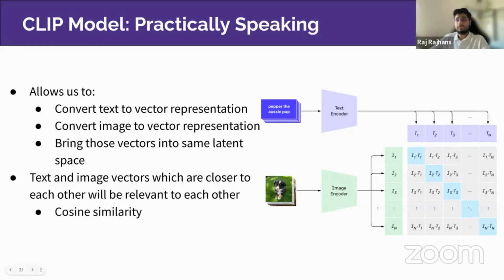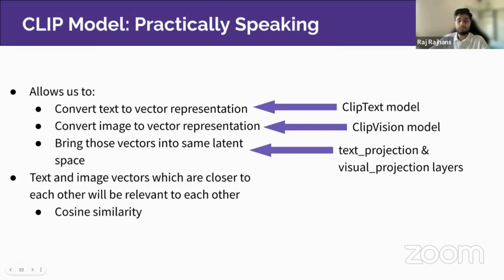Practically speaking, the CLIP model allows us to convert a given text into its vector representation. A vector is basically a list of floats. You can think of it as a single row tensor of size n, the Nx tensor that we just saw. Similarly, you can also convert an image into its vector representation. CLIP has a component of the model called CLIP text, which helps us get the text vector, and another component called CLIP vision, which helps us get the image vector.